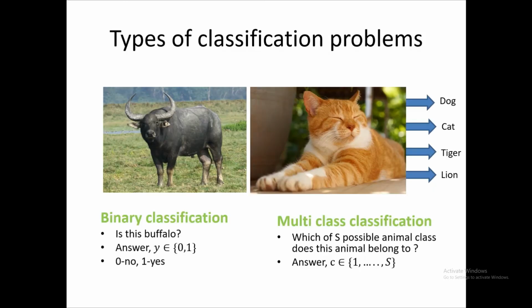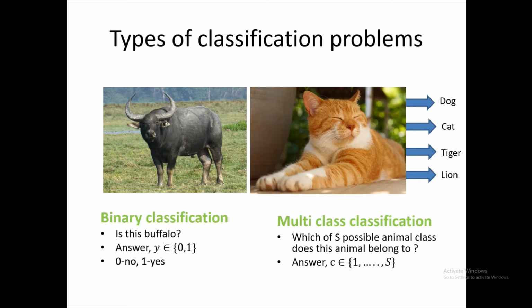Classification can be thought of as two separate problems. One is binary classification and another is multi-class classification. In binary classification, only two classes are involved, whereas multi-class classification involves assigning an object to one of several classes.